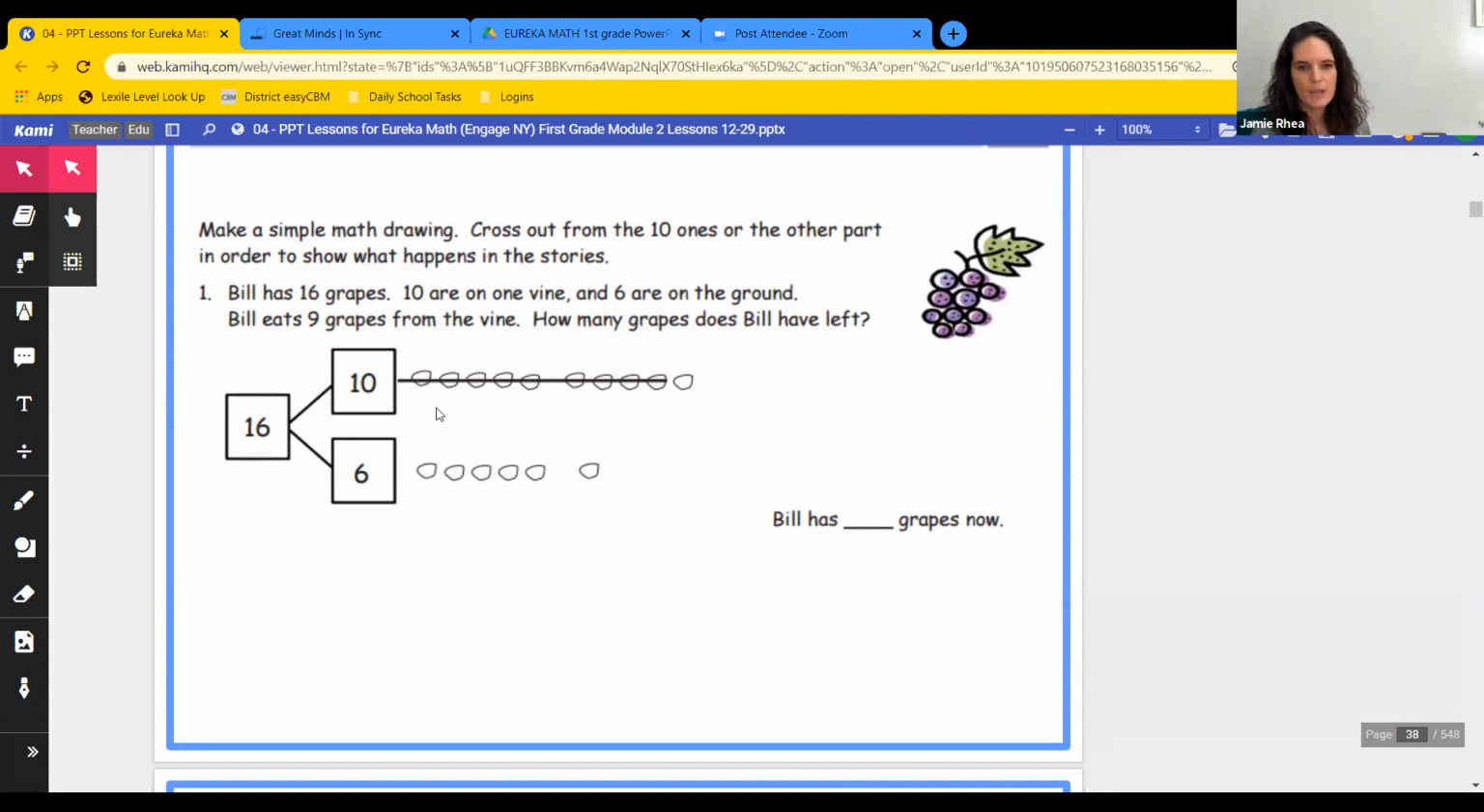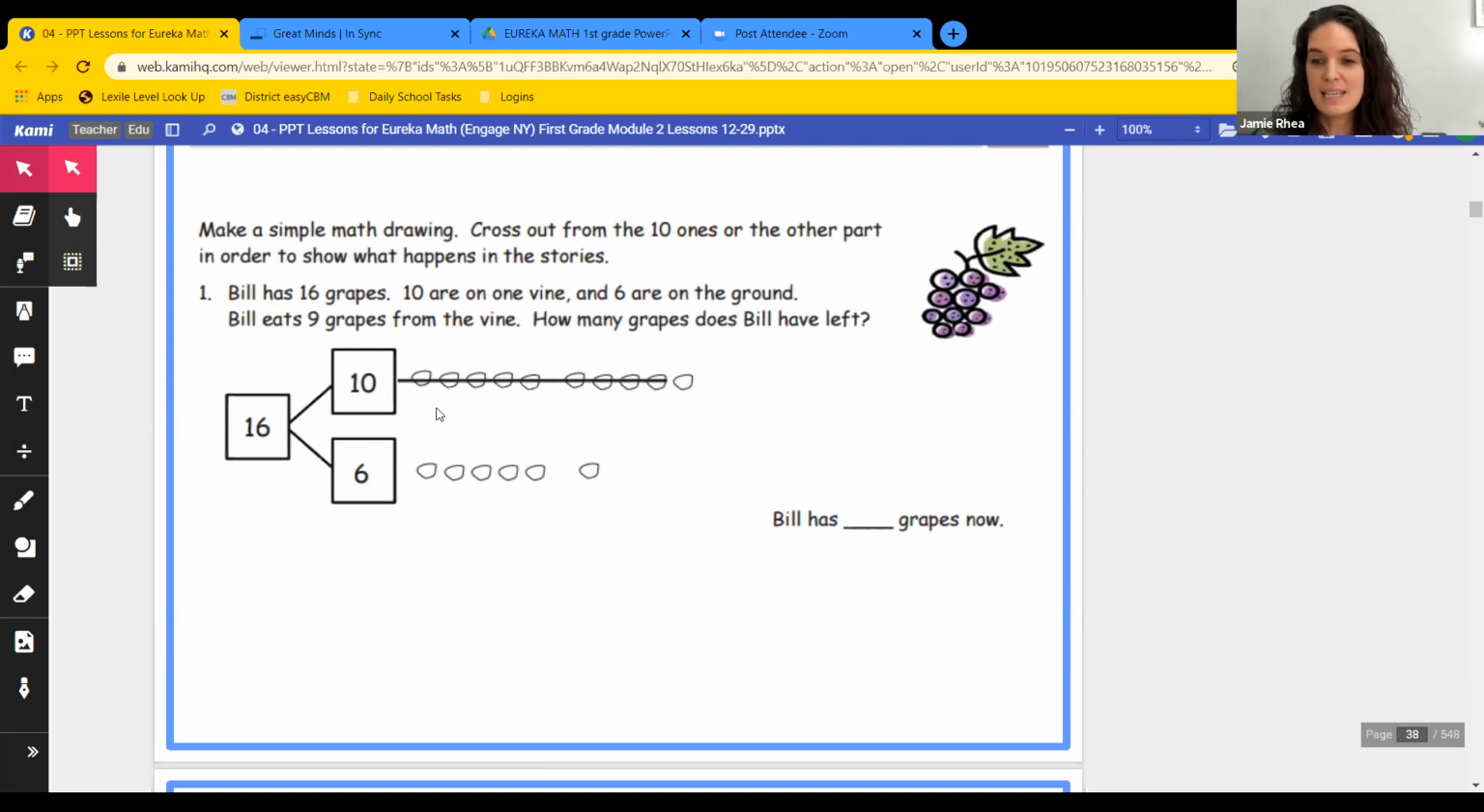All right. And let's read the directions first so we know exactly what we're supposed to be doing. Okay. Make a simple math drawing. Cross out from the 10 ones or the other part in order to show what happens in the story. Right, now if you'll look at number 1, it's already done the drawing for us. But that's okay because you're not doing number 1. We're just going to look at number 1 today.